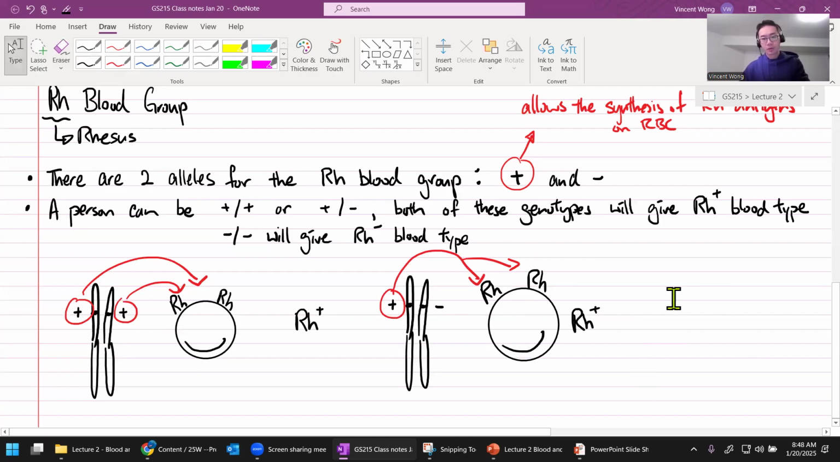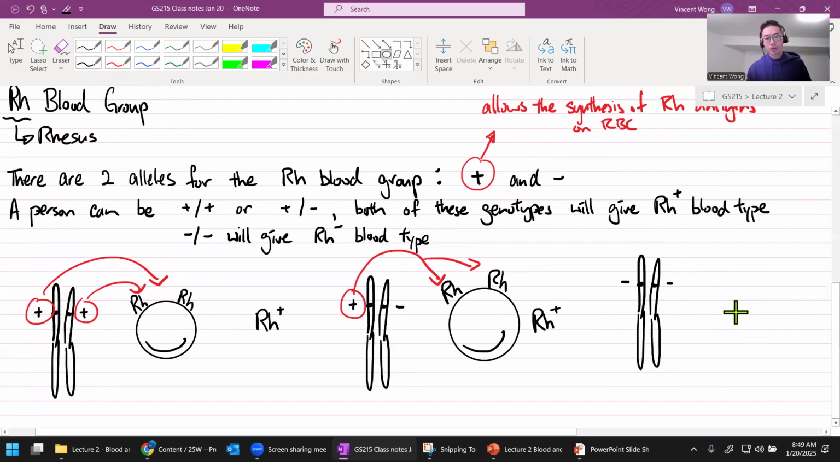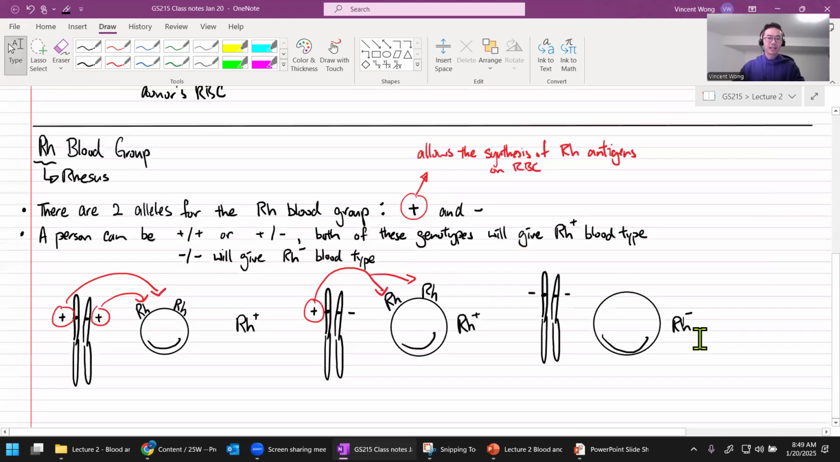Okay, so might as well draw the last case here. For someone who is negative and negative, if they inherited the negative allele for Rh, then it's like they don't have the gene to make the Rh. They don't have the cookie cutters to make the cookies. So no Rh on the surface, and this person would be Rh negative. Is that a little bit better, or you have a follow-up question?